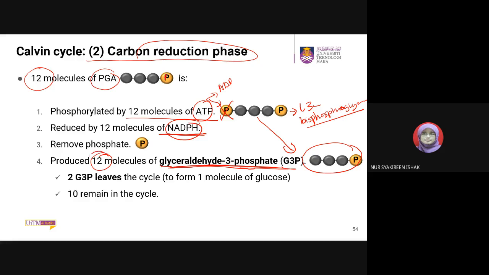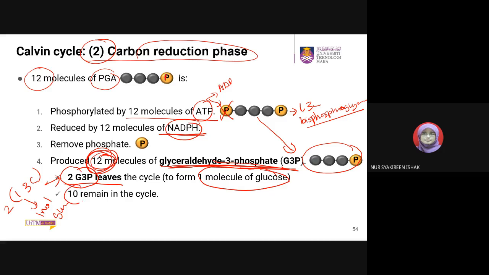Okay, daripada 12 molekul G3P yang terhasil semasa phase yang kedua ni, 2 molecules of G3P will leave the cycle to form 1 molecule of glucose. Kenapa 2 G3P? Sebab satu G3P is a 3 carbon compound. So perlukan 2 untuk hasilkan 1 molecule of glucose. Okay, so 12, 2 keluar, so 10. Okay, 10 remain in the cycle.